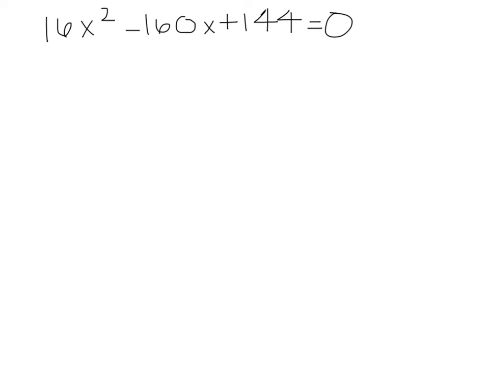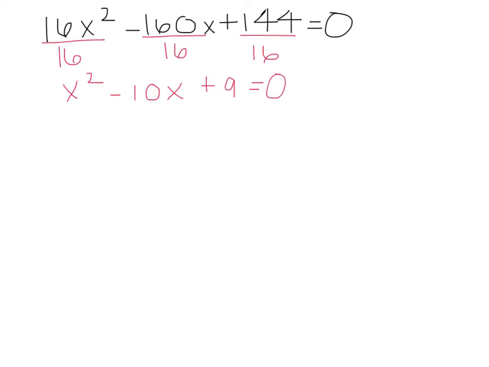So those are really big numbers, so I'm hoping there's a greatest common factor that goes into all of them. So I'm going to see if the 16, my a, goes into all of them. So that leaves me with x squared minus 10x plus 9, so it does. So now I'm looking for numbers that multiply to 9 that add to negative 10. So that gives me x minus 9 and x minus 1.